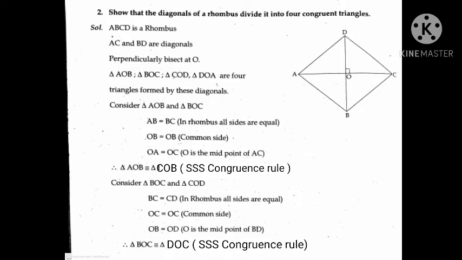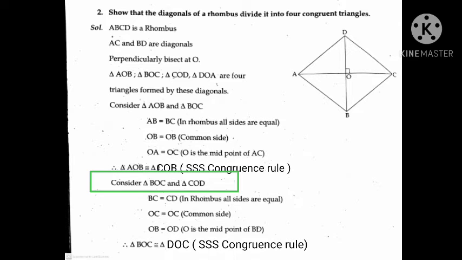First, we have to take triangle AOB and triangle BOC. Observe these two triangles. AB equal to BC, since in a rhombus all sides are equal. OB equal to OB, it is a common side of both triangles. OA equal to OC, since O is the midpoint of AC. Therefore, triangle AOB is congruent to triangle COB according to the SSS congruency rule.